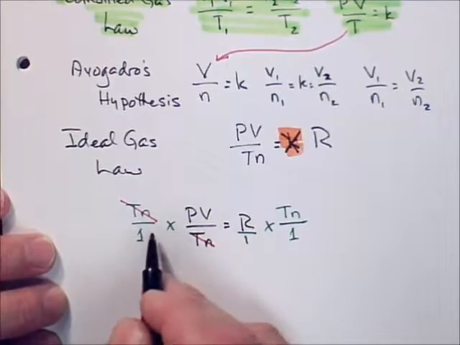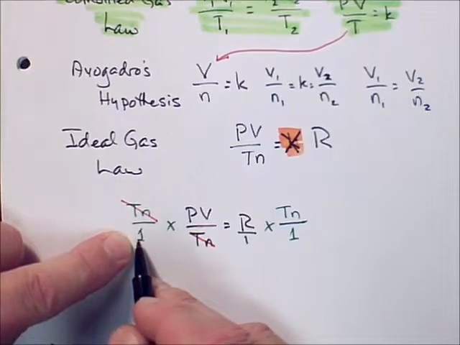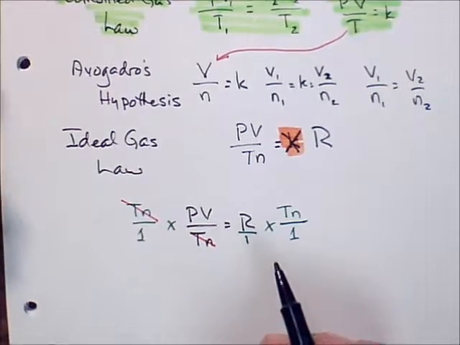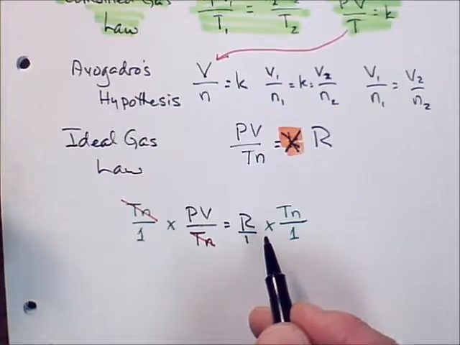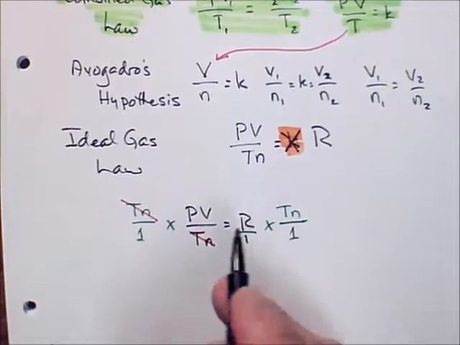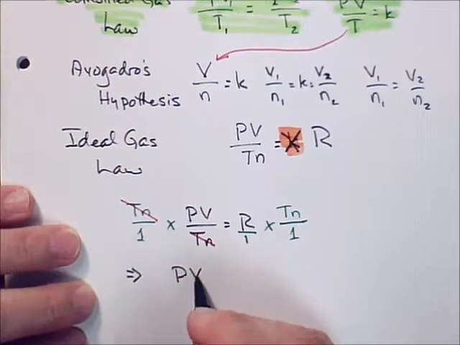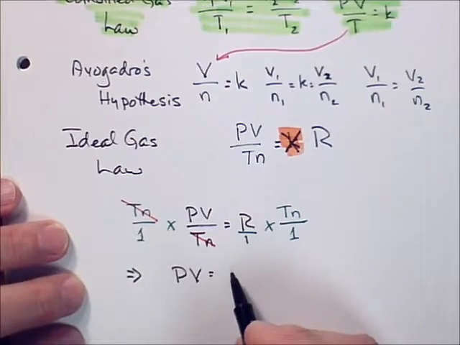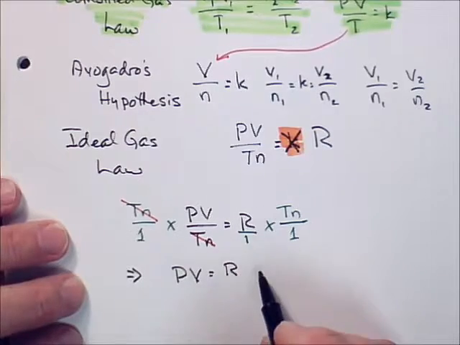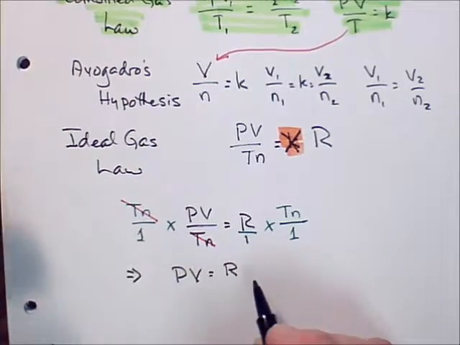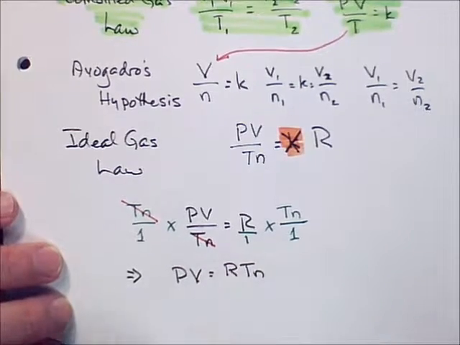Now we've got just PV here. Well, PV over 1, that's the same thing as PV. I mean, 2 over 1 is just 2. 5 over 1 is just 5. So when you divide by 1, it gives you the same thing. So we can now say this is PV on this side. And on this side, we've got R, because these are all over 1. For the same reason, we can just say R times T times N.